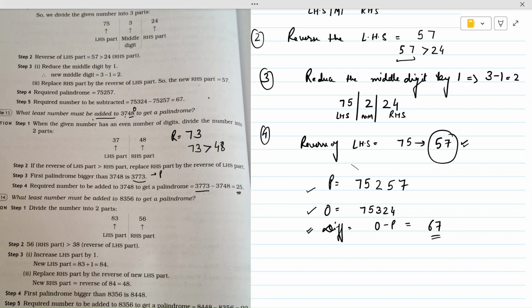This is just the opposite of what we have done. The only one rule is opposite here, and that is, we have to see that if the reverse of LHS is greater than RHS, it is written here also, if the reverse of LHS is greater than RHS, then replace RHS by the reverse of LHS part. And why? Because this time we need a palindrome greater than the given number. Earlier, we wanted the palindrome lesser than this number. So, the rule was different.